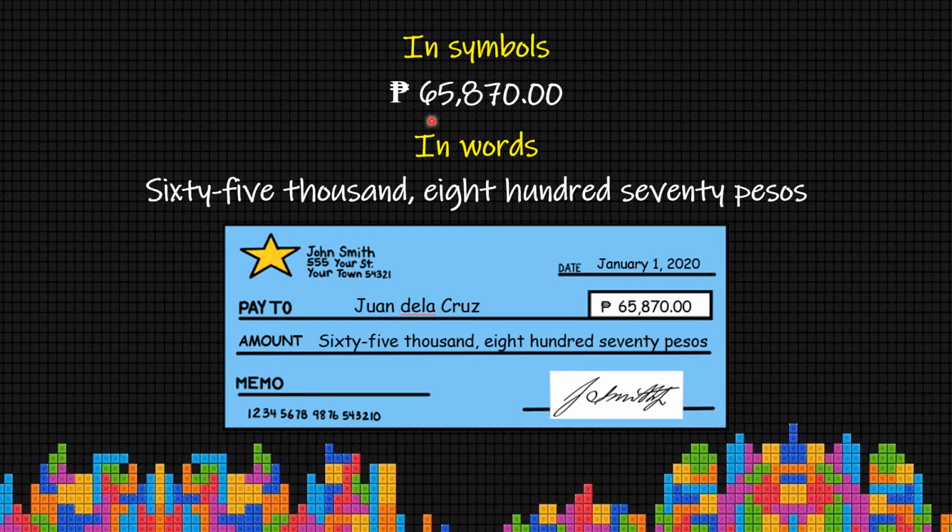We write 6 and 5 in thousands period and 870 in the units period. We use a comma only to separate the two periods. And then write 0.00 at the right of the ones place to tell the value of centavos. But since there is no value of centavos, we just write 0.00.